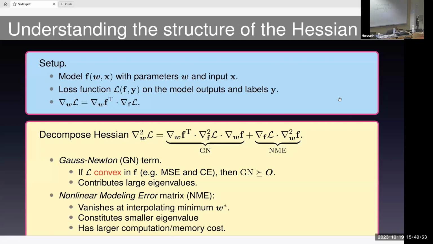The first is that this NME term completely vanishes at interpolation. Not any minimum, but a minimum that gives perfect prediction, exactly your ground truth label. At that point, this term vanishes. Why? Let's again create a toy example with squared loss. So my model here is f of w, and I have this y as the ground truth label, and I square this, so this is my loss.